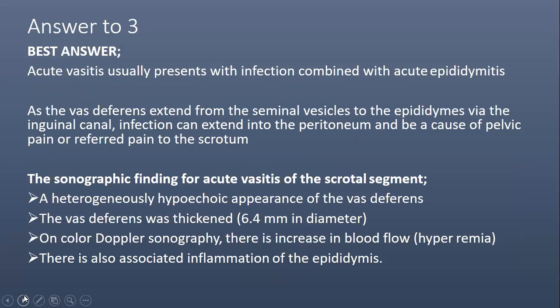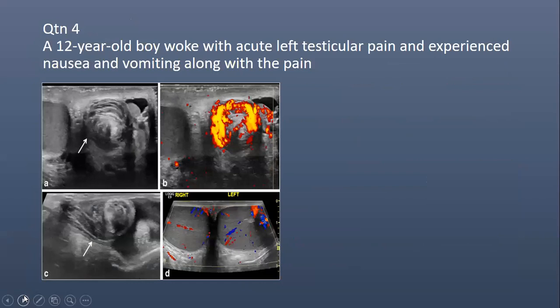Question number 4. Just to challenge you, this is a 12-year-old boy who woke up with acute left testicular pain and experienced nausea and vomiting along with pain. Why I'm giving you this clinical information is because it's tapping into your brain to try to remember the clinical signs and the hallmarks of testicular torsion. So maybe someone can give us the best answer.